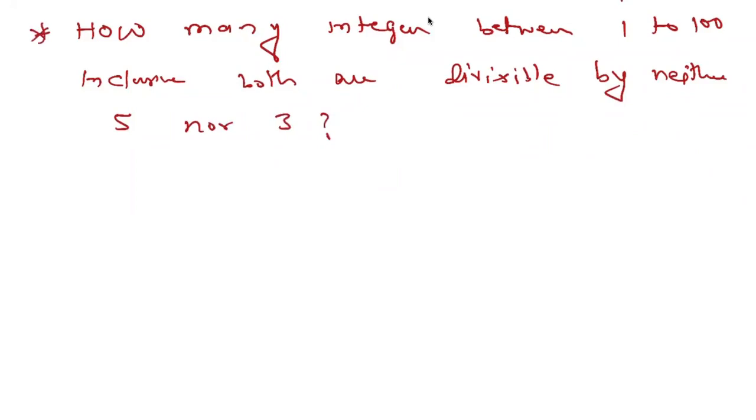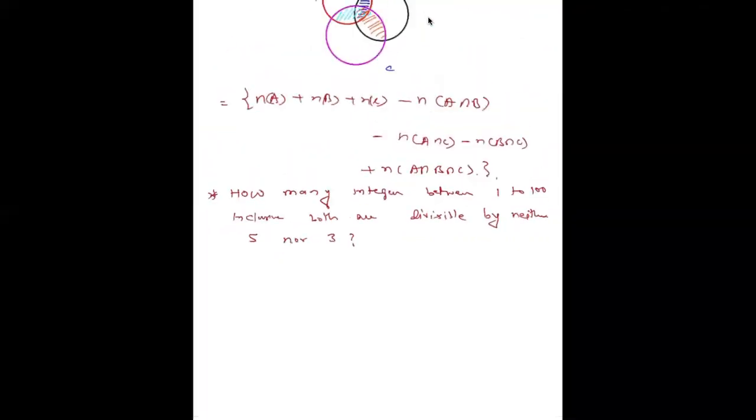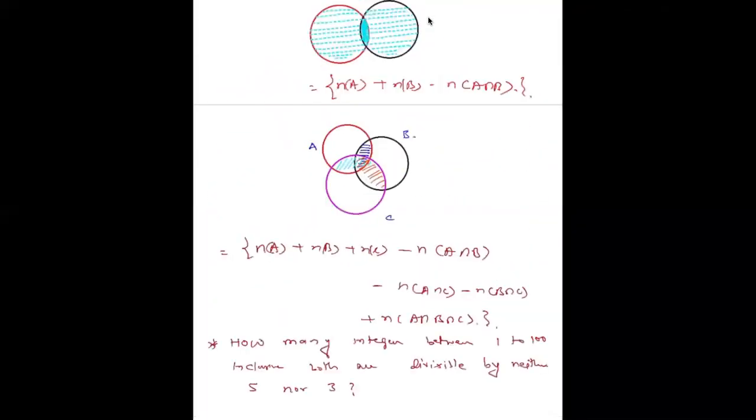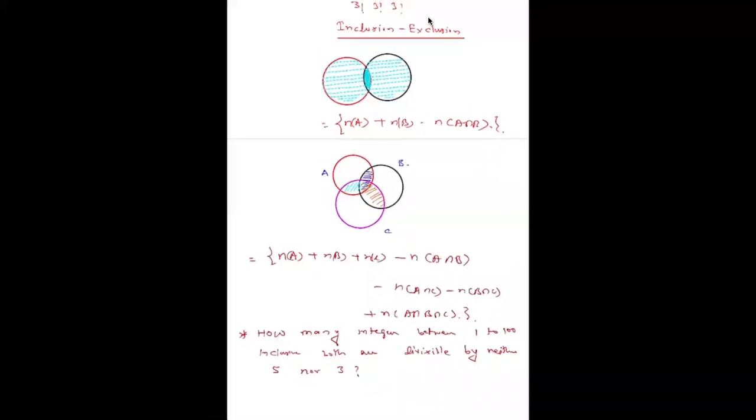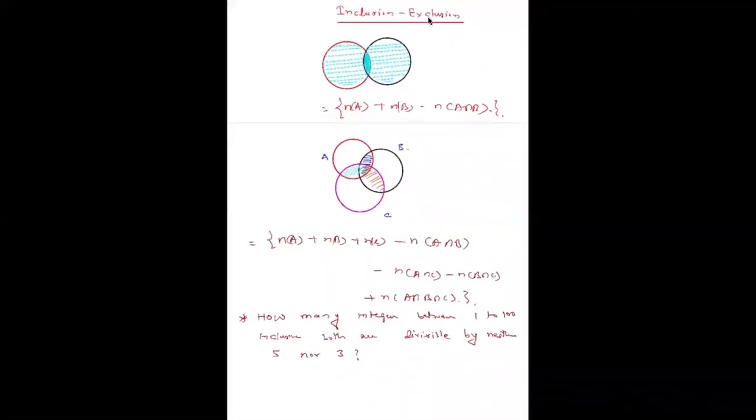So we have to find the total number of numbers between 1 to 100 inclusive both, such that this is not divisible by 5 as well as 3, right? So first write down the formula for this, and then based on the formula only, you have to think how to go for this question.